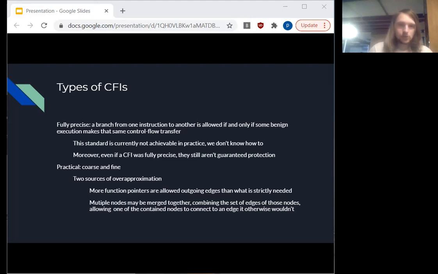But there's also the issue that even if it is fully precise, it isn't a guarantee of protection. Like with the exec system call example I was referencing earlier, if they are fully precise, that's still an issue. If it doesn't alter control flow, or if it stays within the control flow allowed, you can still have exploits. So that's also an issue to be concerned with.